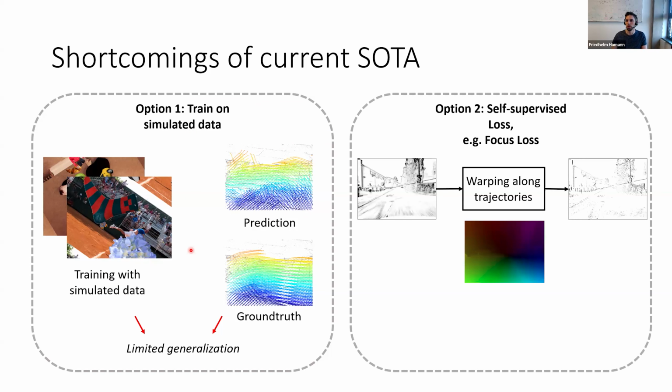Option 2 would be to use a self-supervised loss where we don't need ground truth. And one class of those losses is a focus loss or contrast maximization. The idea here is that we have events within a time window, and you see the motion blur in this visualization, in this 2D histogram. But if we warp the events to a common reference time along the correct trajectories, then we should get a sharp image, and it has been shown that you can use the sharpness of an image as an optimization objective. The shortcoming here is that previously this has been only estimated on linear optical flow data sets with a length of up to 100 milliseconds.